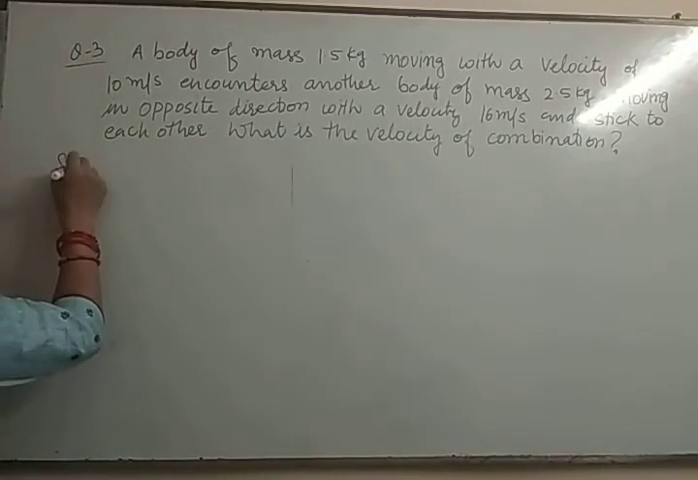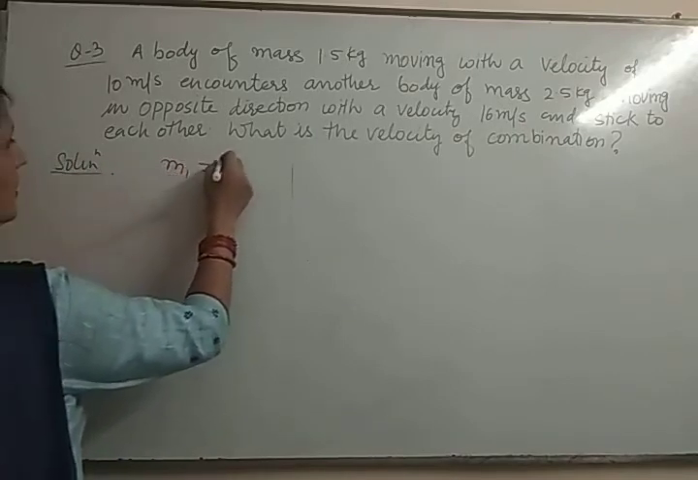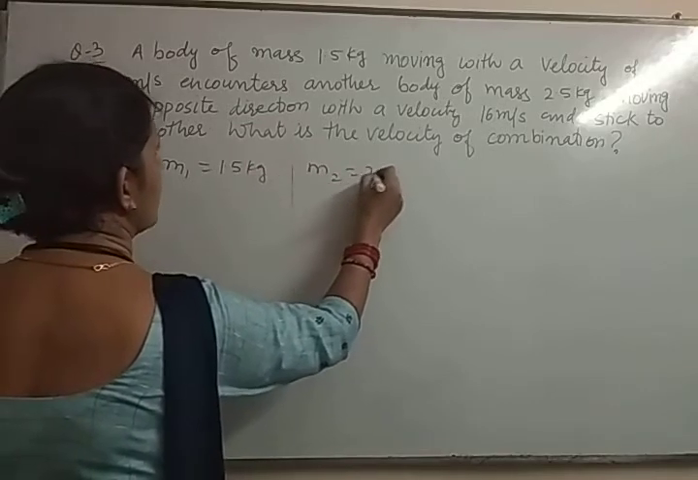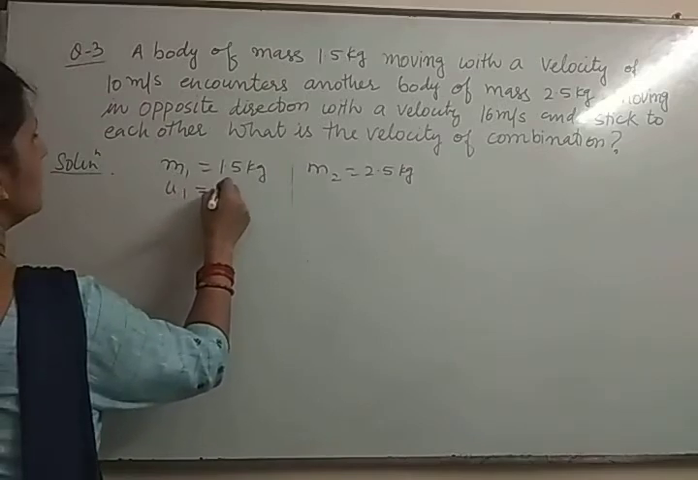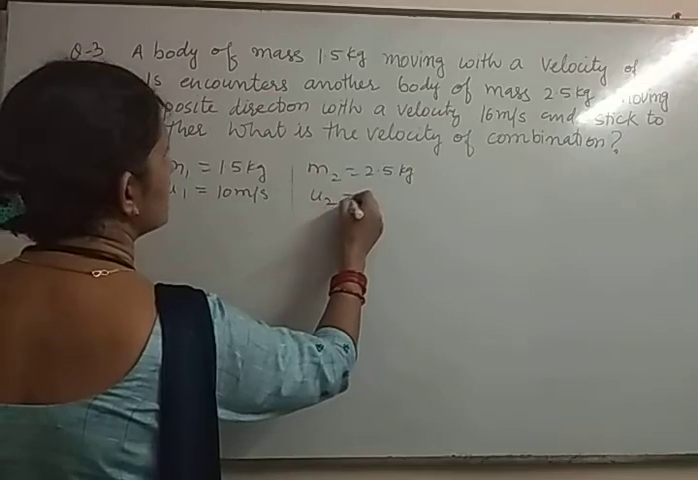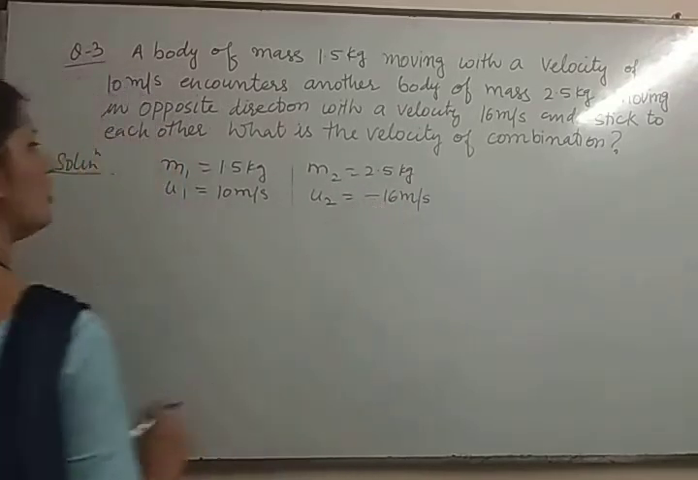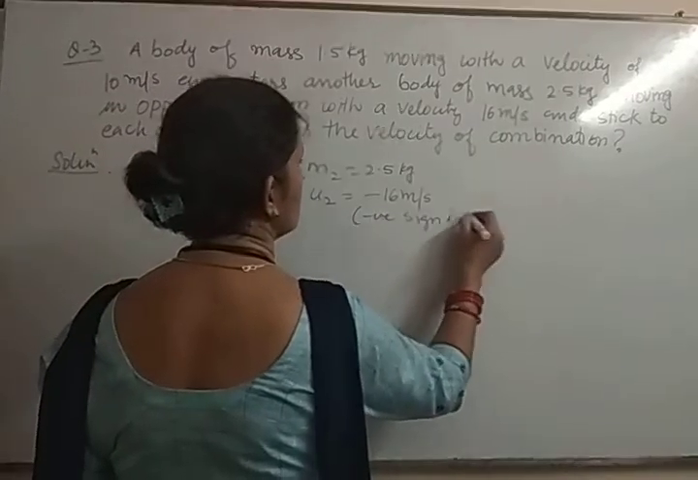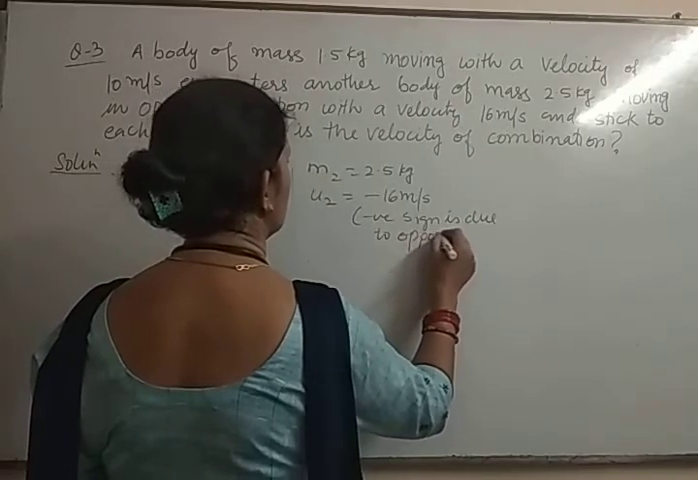So write down the parameters given here. m1 is 1.5 kilogram, m2 is 2.5 kilogram, u1 is 10 meter per second and u2 is minus 16 meter per second because it is in opposite direction. Negative sign is due to opposite direction of the motion.